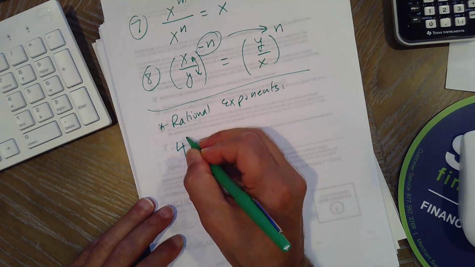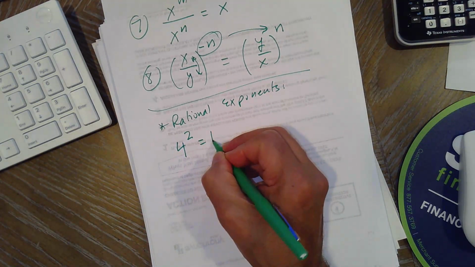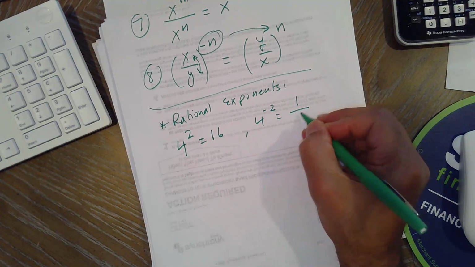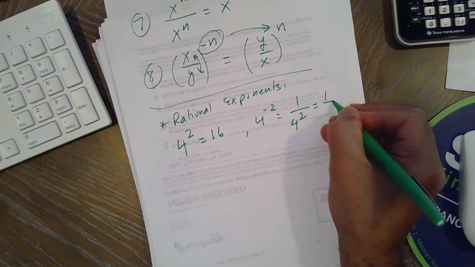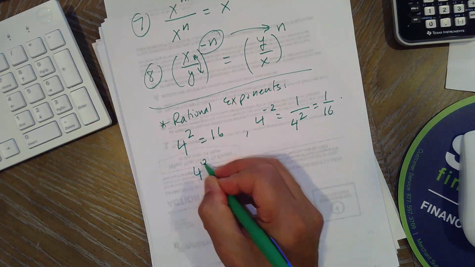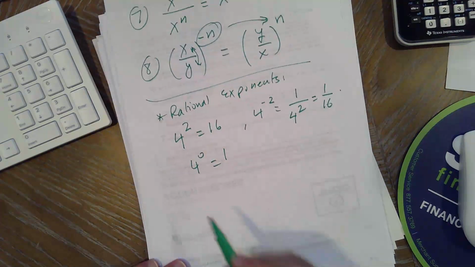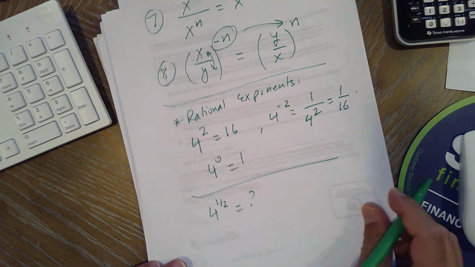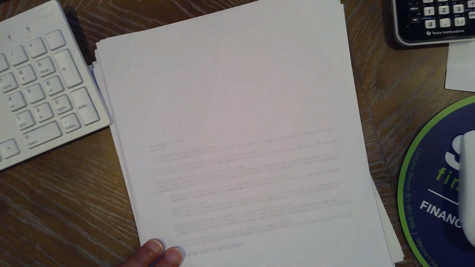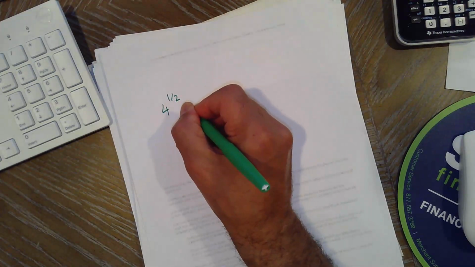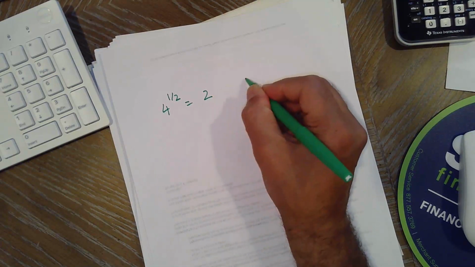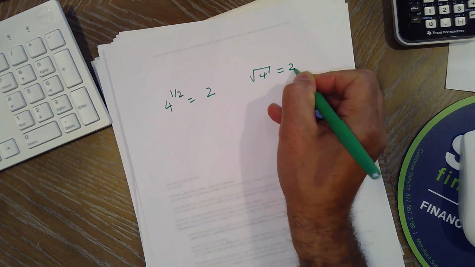So we know from 4.1 and 4.2, 4 squared is 16. 4 to the negative 2 is 1 over 4 squared, which is 1 over 16. And we did a 0 power to get 1. What happens if we have 4 to the 1/2, for instance? How do we get that? Well, if you put this in your calculator, 4 to the 1/2, you get 2. And also in your calculator, if you do square root of 4, you get 2.